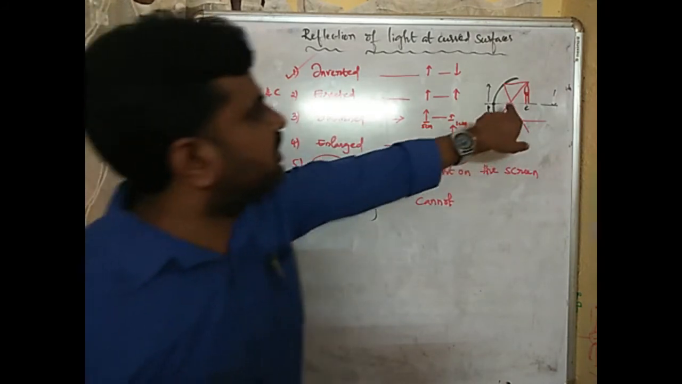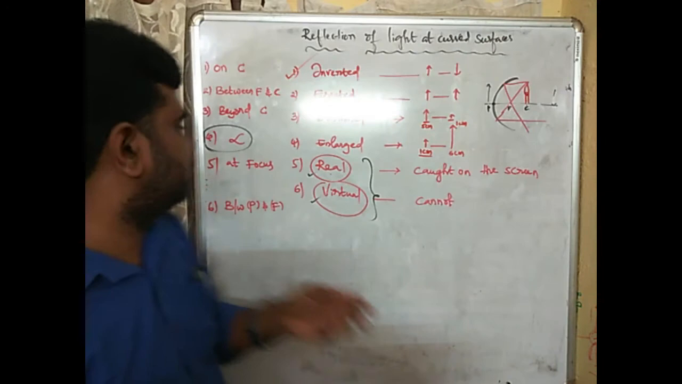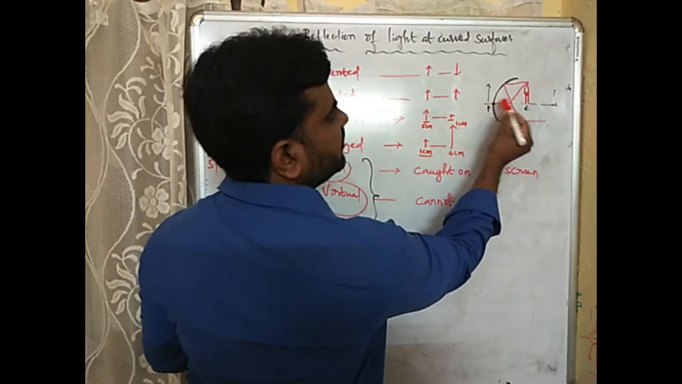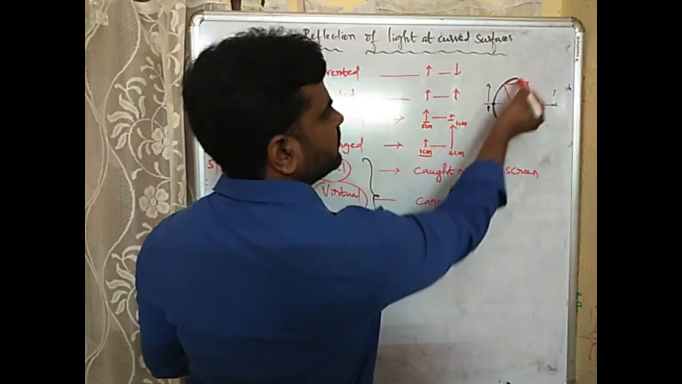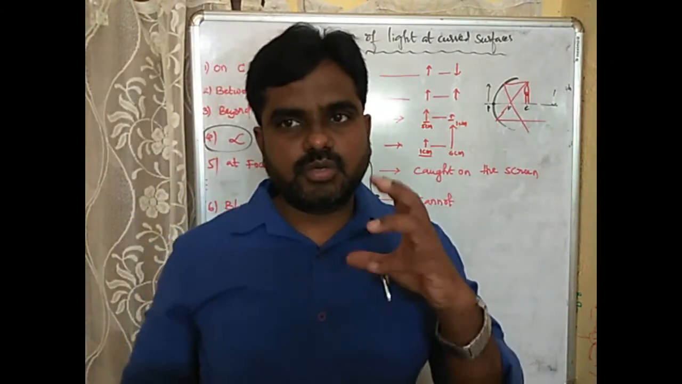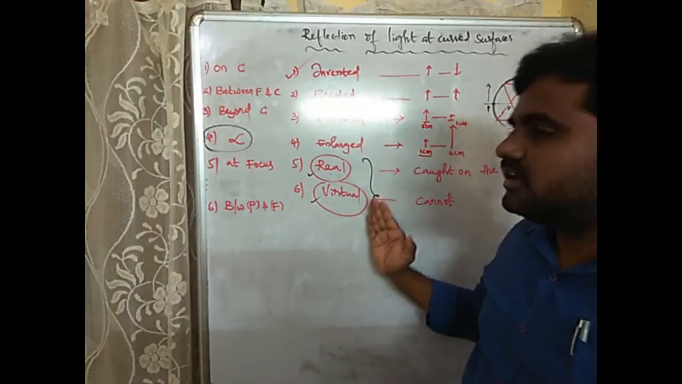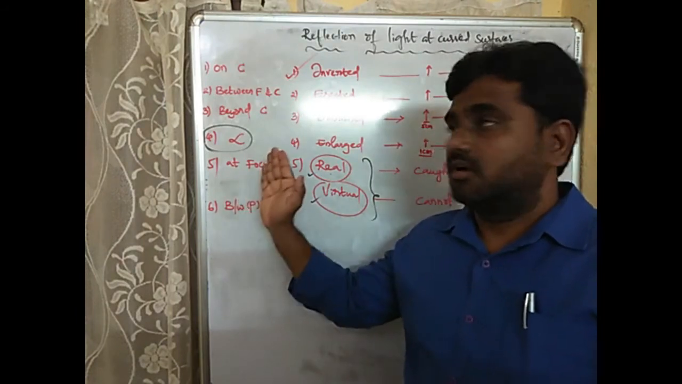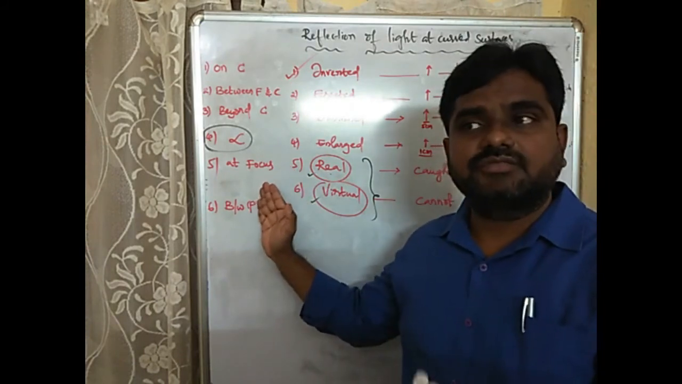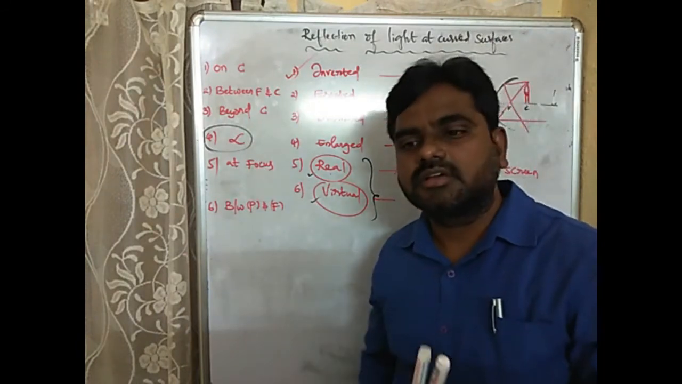At focus means, here, at the point F, if a candle is placed, where will the image fall? And the last one is between pole and F, which means in between P and F. P stands for the pole of the mirror and F stands for the focus or focal point of the mirror. Is it clear? So in this class, you have learned some important terms which we are going to deal with in the ray diagrams, and also the positions of the object, which you will see in the next class. These 6 help you a lot in drawing the ray diagrams.